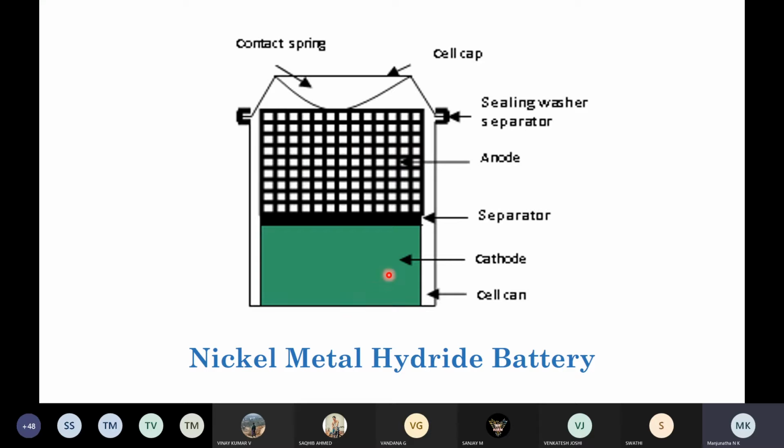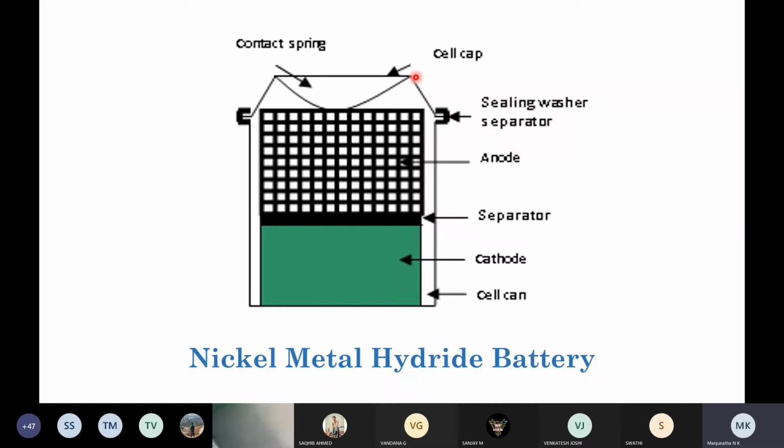Coming to the active material at the cathode, that is nickel oxyhydroxide. Nickel oxyhydroxide is used as a cathode material. Another one, it consists of 30% potassium hydroxide acting as an electrolyte, and a polypropylene membrane acting as a separator. In this battery, both separator and electrolyte are impregnated with each other, and it consists of one cell cap. This cell cap gives an external electrical connection.